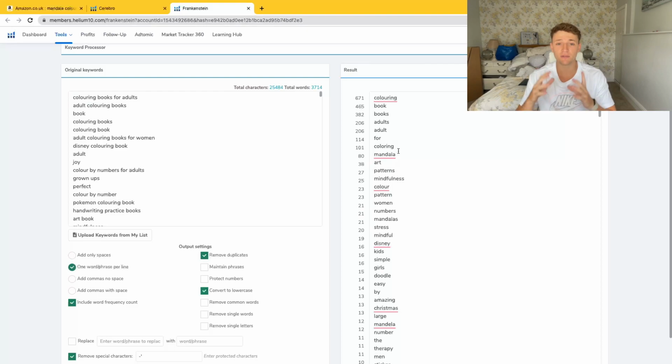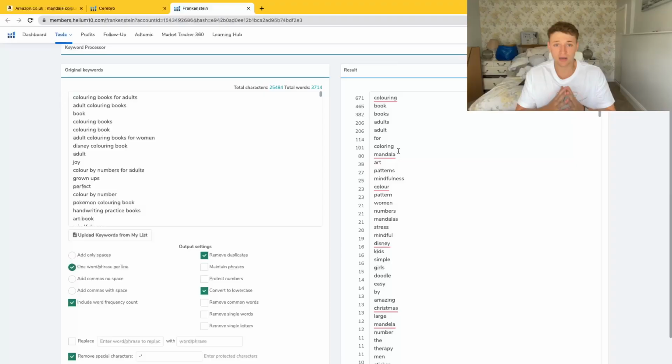So that's a very good run through of how you can use Helium 10 to find profitable keywords for your books. Again, keyword research is literally at the heart of any successful publishing business on Amazon KDP. So I would massively recommend getting your keyword research as up to scratch as possible, and Helium 10, in my opinion, is the best piece of software for doing that.